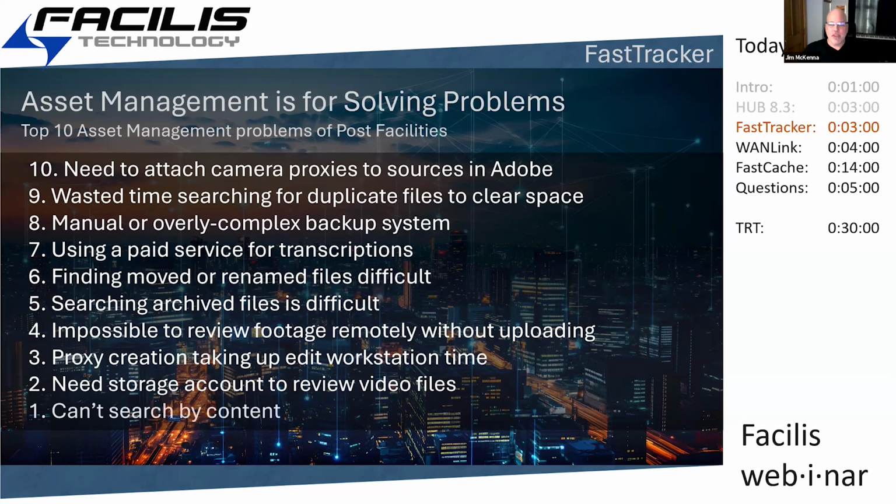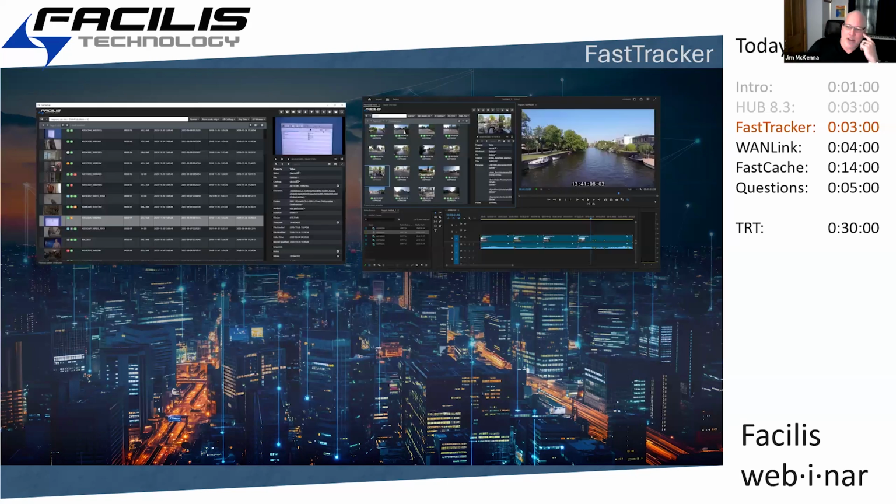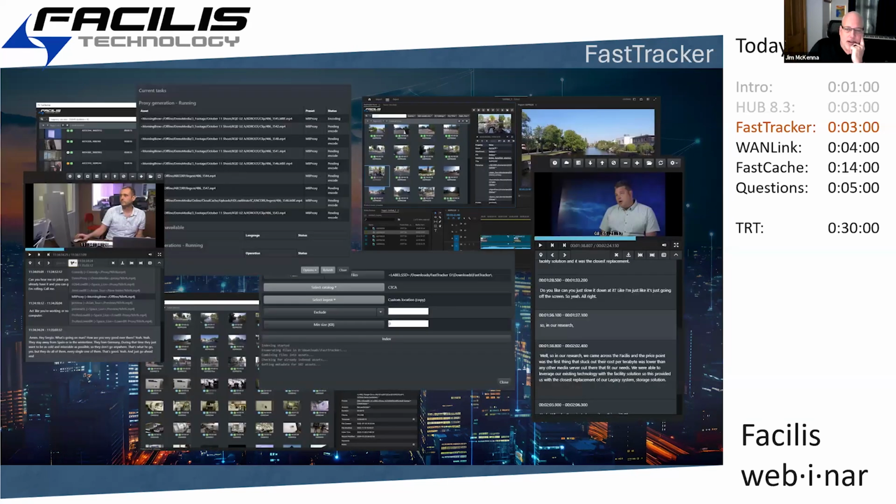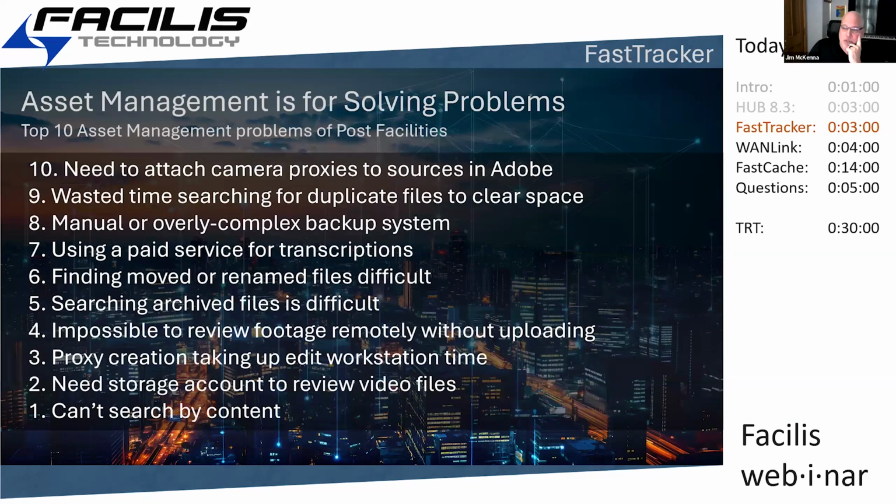And number 1, you can't find files by searching the content of the images. You know there's a shot of the Golden Gate Bridge somewhere in this folder, but the names are no help, so start scrubbing everything. Now, I'm not going to cover all the features of FastTracker today. That would be impossible. I'm just going to say that it solves every one of these problems with automated proxy generation and attachment, transcription and archive tracking, duplicate and lost file locating, and web browser access.